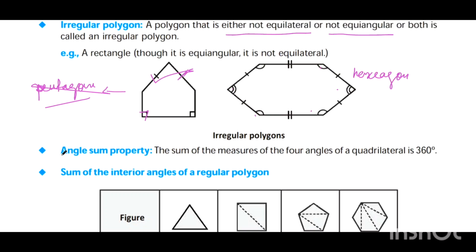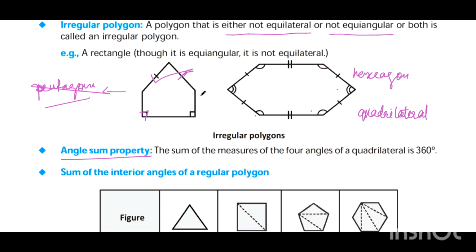Now see, angle sum property. When I am talking about a quadrilateral, tell me how many angles are there in a quadrilateral? How many, beta? 4. Okay, good. So when we have a quadrilateral, we have 4 angles. So there is an angle sum property, and this property says that when I sum all the angles of a quadrilateral, it must be equal to 360 degrees.